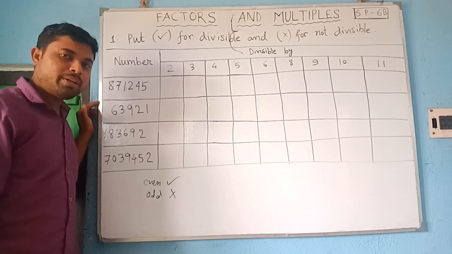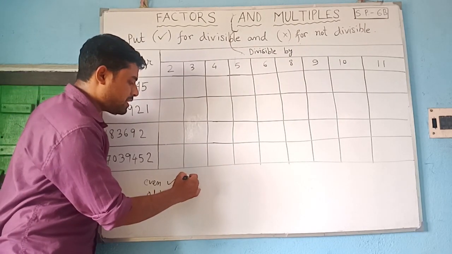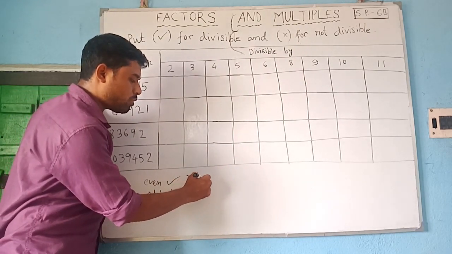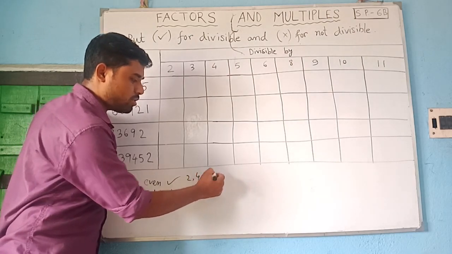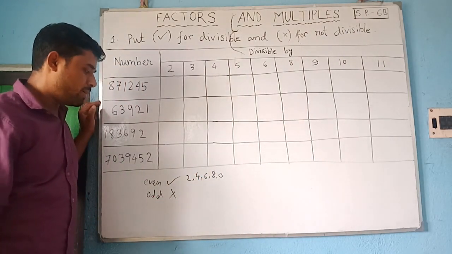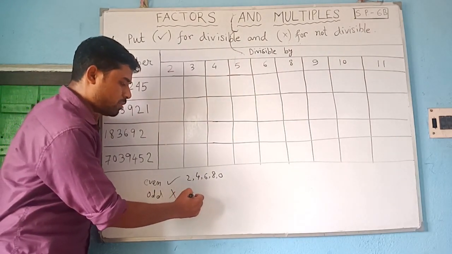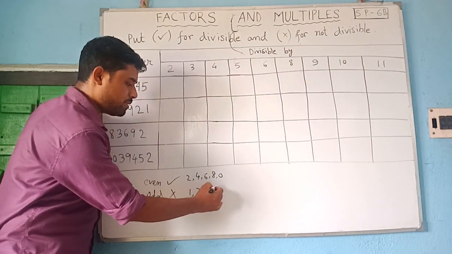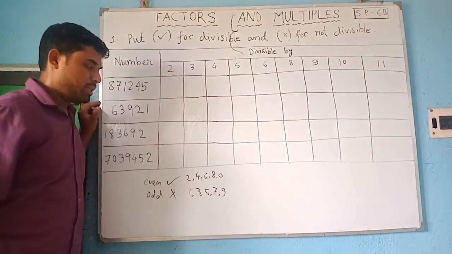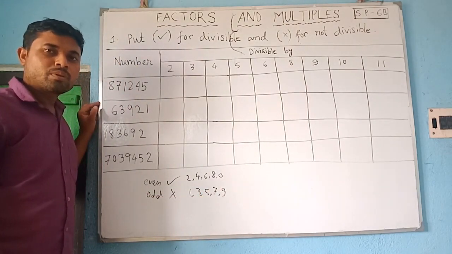How do we check an even number? If the ones place digit is 2, 4, 6, 8 or 0, then the number is an even number. And if the unit place digit is 1, 3, 5, 7 or 9, then the number is an odd number.